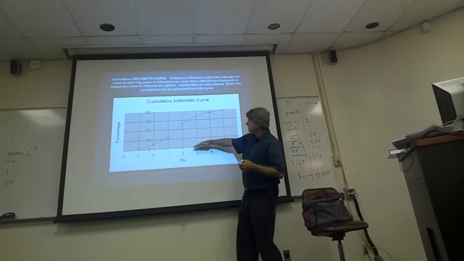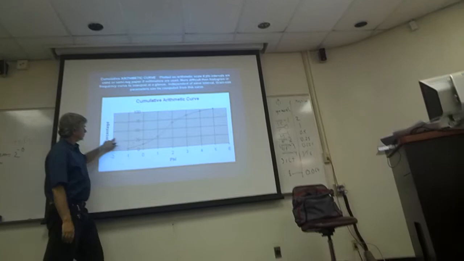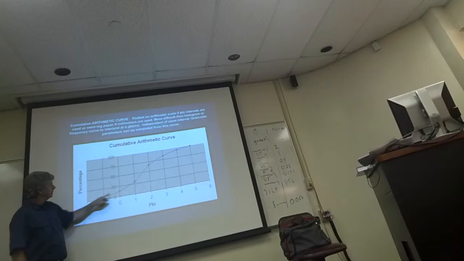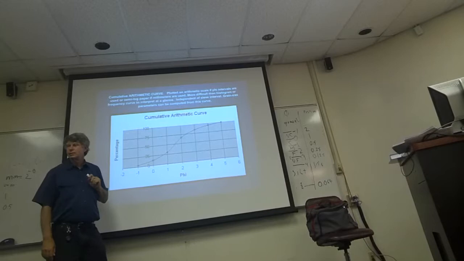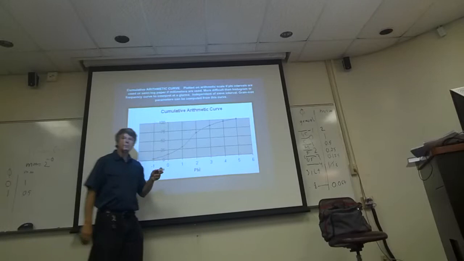So 30% of the material is coarser than 1 feet. 60%, 65% of the material is coarser than 2 feet. So it's just putting it on a cumulative scale, which is actually what we use.